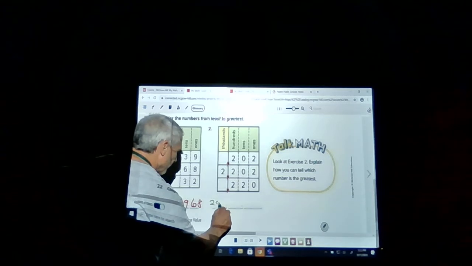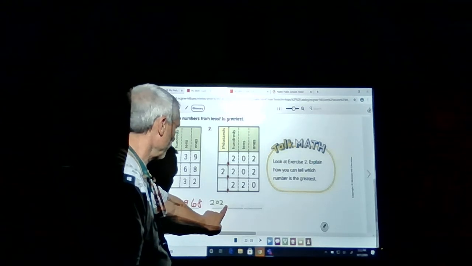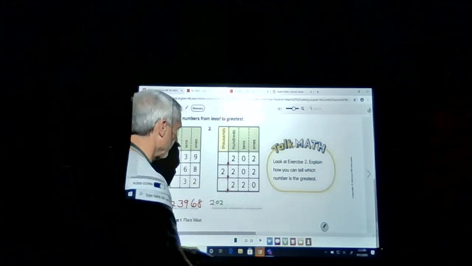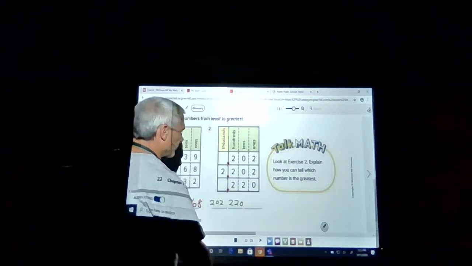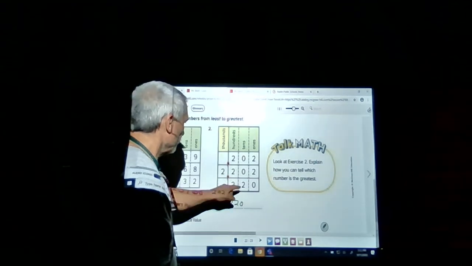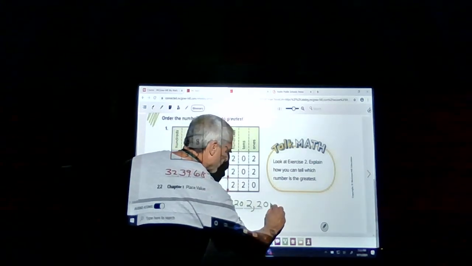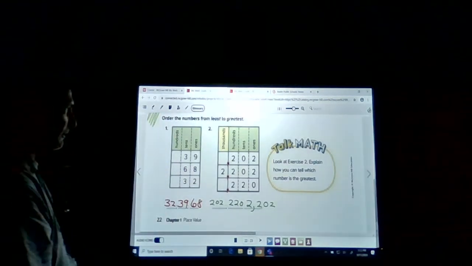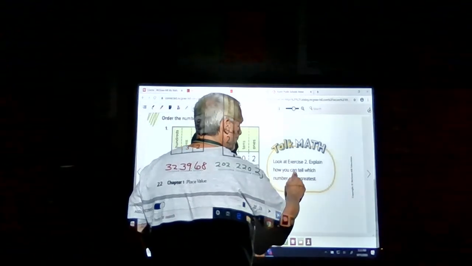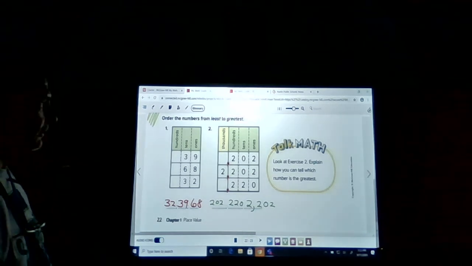I'll write 202. Put your finger here for a space between the numbers. The next one is the other 3-digit number, 220. And then the biggest number, put your finger here for a space. And it's 2,202. You can push pause, make sure you have that. Explain how you can tell which number is the greatest. You can tell your home helper. That would be a great thing to do right now. Push pause.